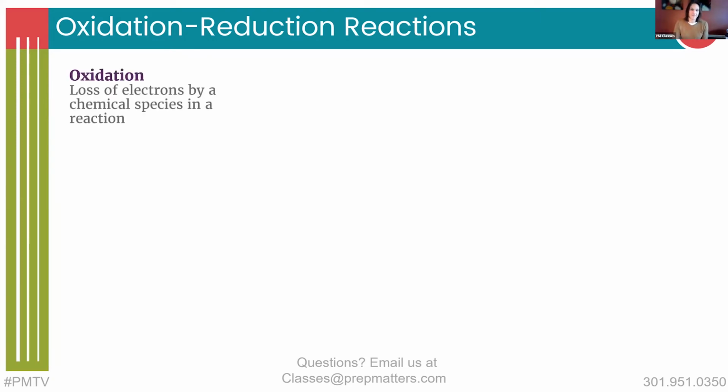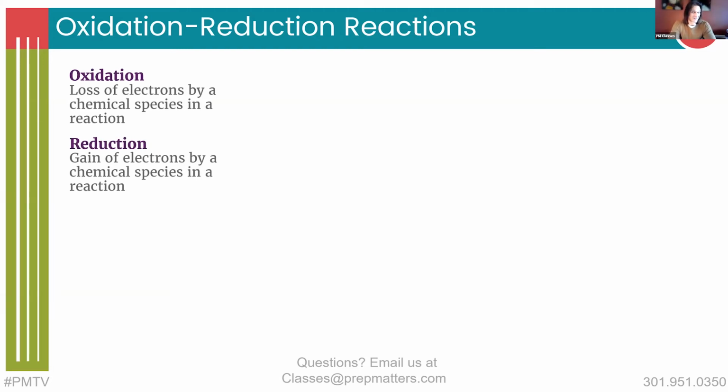Well, oxidation is simply the loss of electrons by a chemical species in a reaction. Because as we talked about last time, chemistry is basically just molecules buying and selling electrons. Someone's getting rid of them, someone's acquiring them. So the chemical species, the molecule, ion, atom, whatever, that loses the electrons, we say has been oxidized, and the guy that gains them has been reduced.